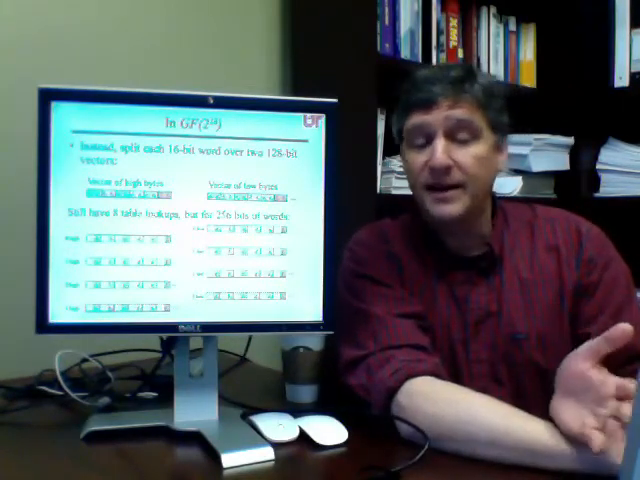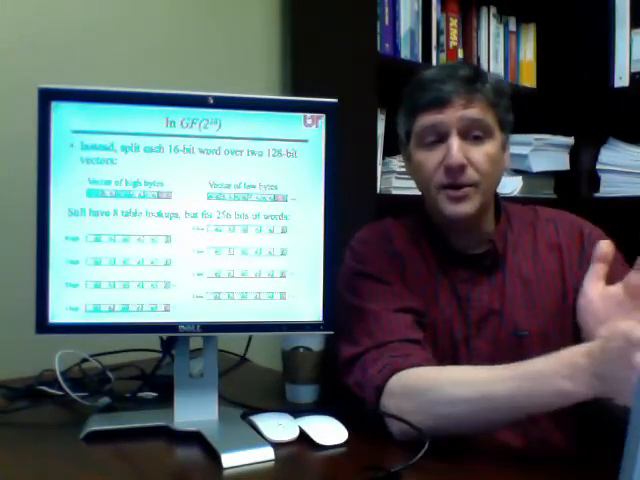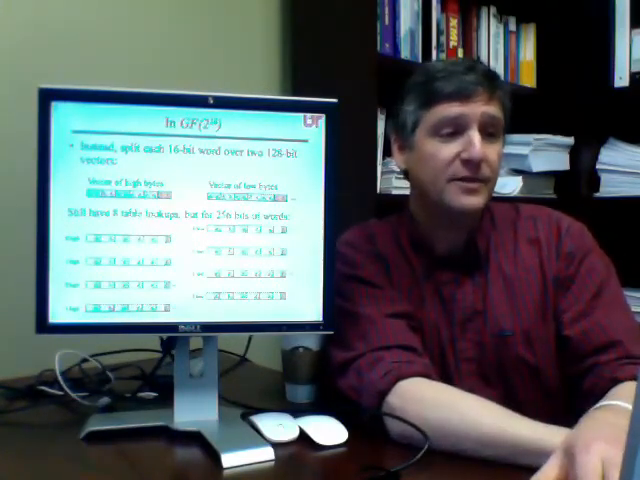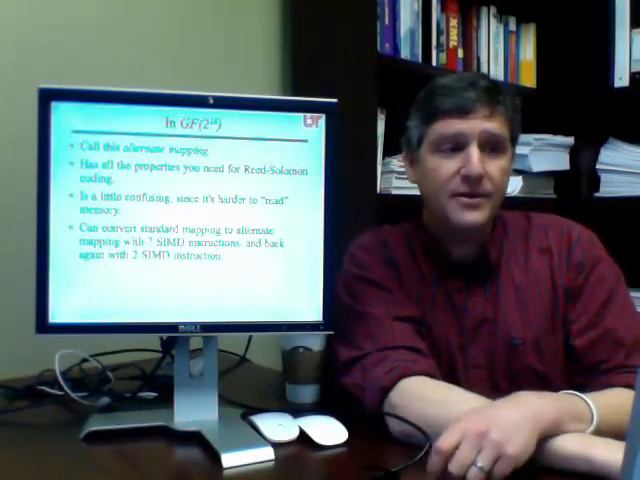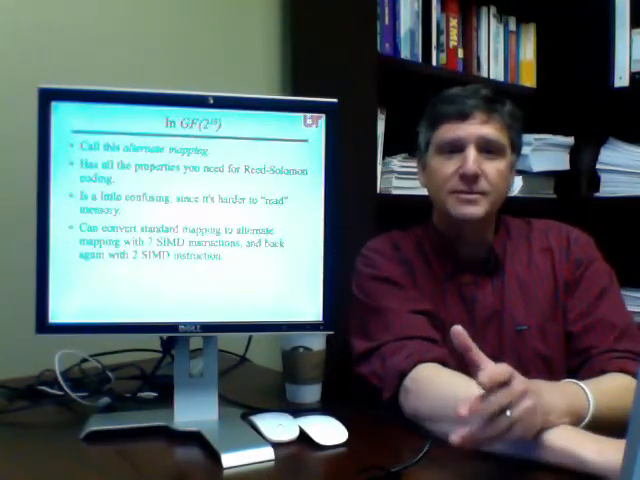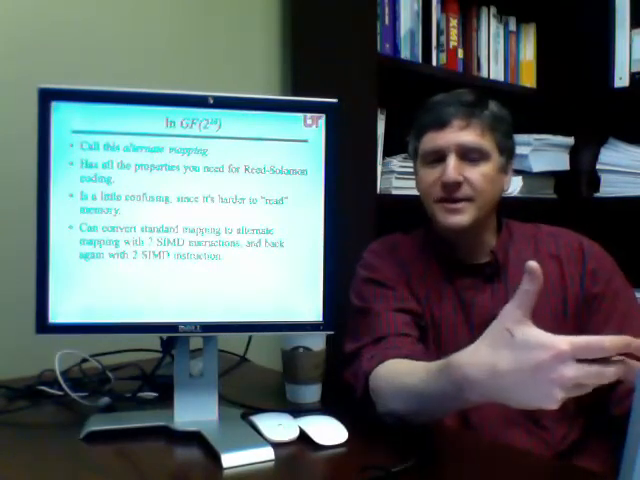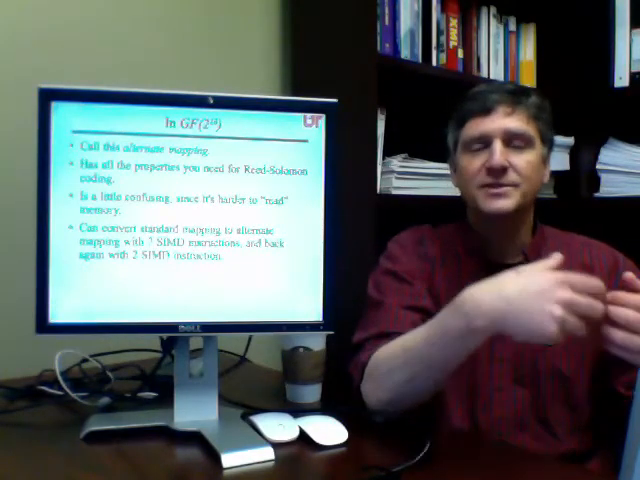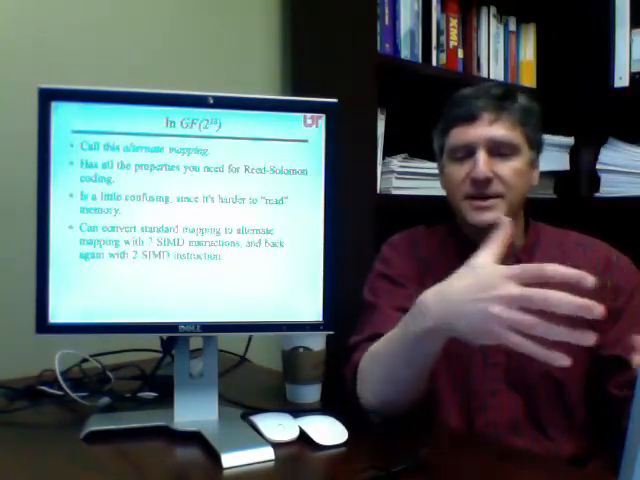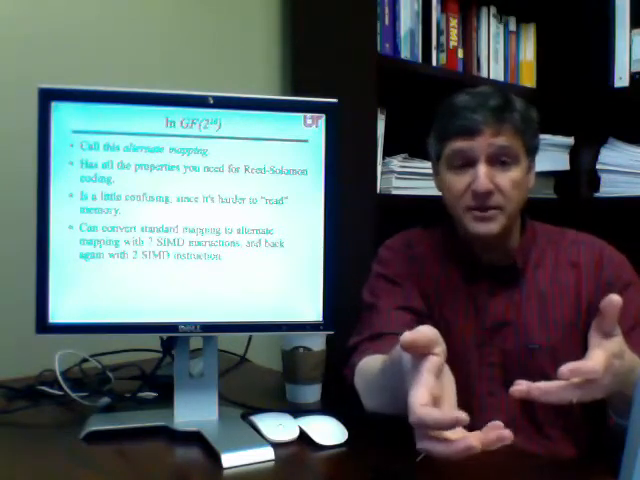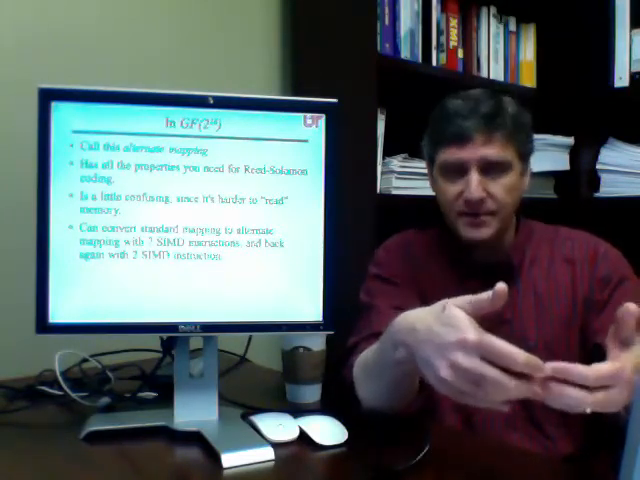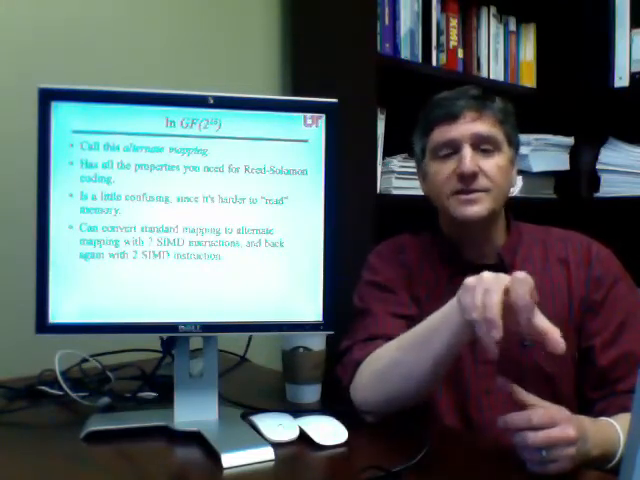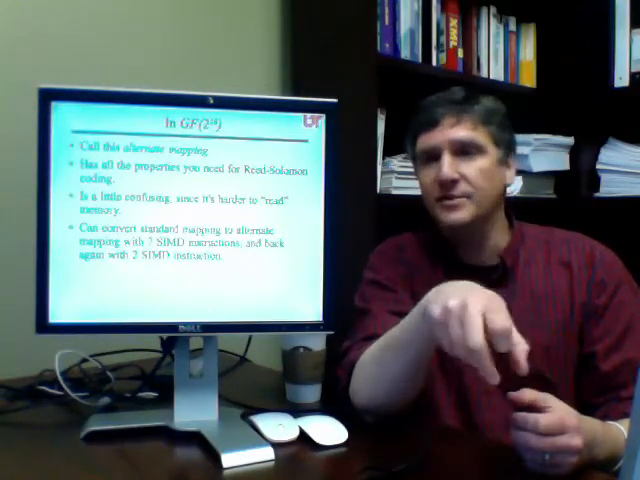So by splitting memory, I call this an alternate mapping, by splitting your words over 2 memory regions, you're able to make use of that shuffle operation much more efficiently. Okay, I call this the alternate mapping. I say it has all the properties you need because although you're mapping your words differently, it doesn't matter. As long as the arithmetic's sound, you don't care how you represent your words in memory. So it's not like you need to convert memory to this alternate mapping. You just need to treat your memory as having split words. It's a little confusing, and it's harder to read memory. It's harder to debug your code for sure. And you can convert the standard mapping back to it with 9 instructions if you want.